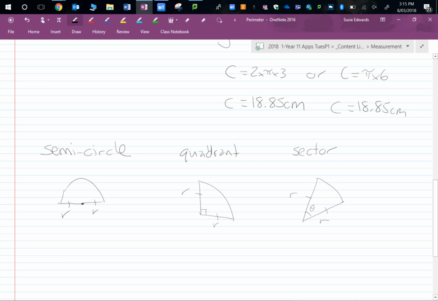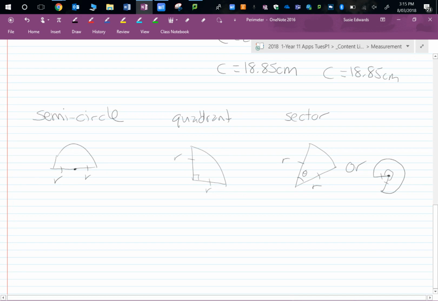So a sector could be that, or it could be that. Okay, so it's any sort of measurement as we go. However, we can use the same formula whether we're using a sector, a quadrant, or a semicircle, as long as we know what the degrees are in each one. So a semicircle, what are the degrees here? What's the angle? 180. If you know that, you're all good. The right angle is how many degrees? 90. And then the others, it depends on what angle you get.